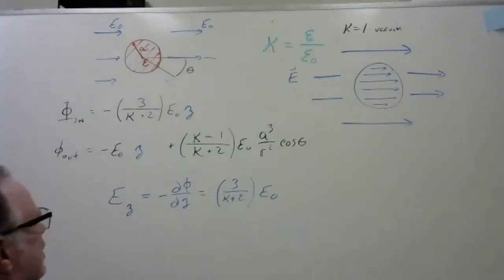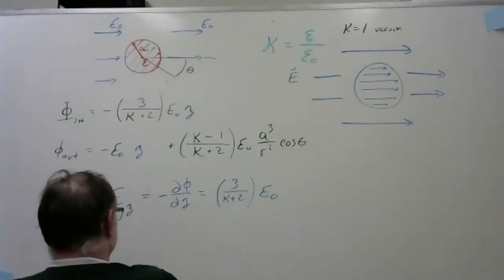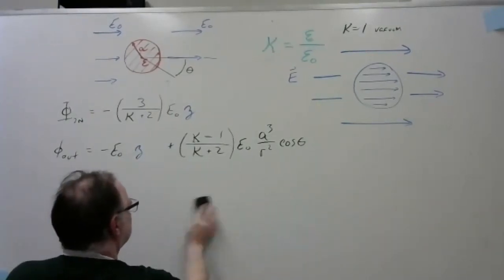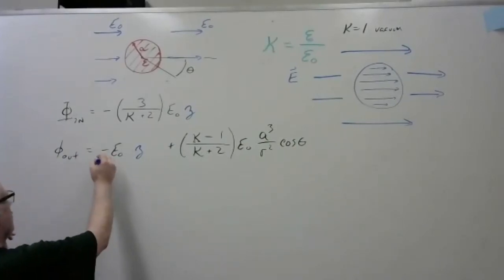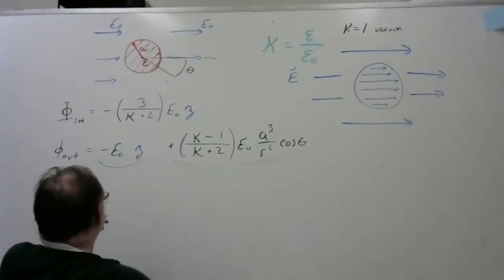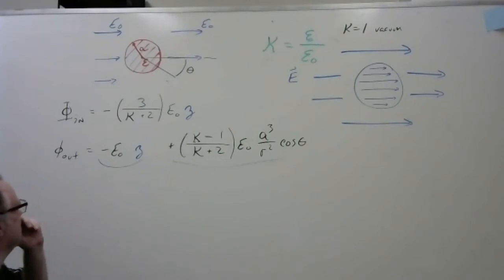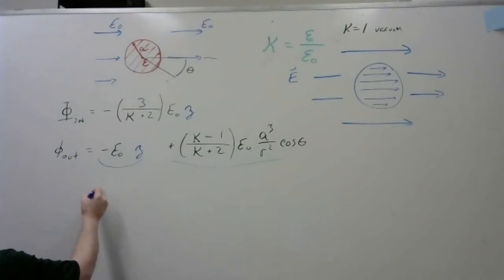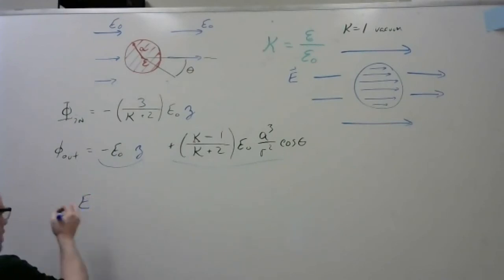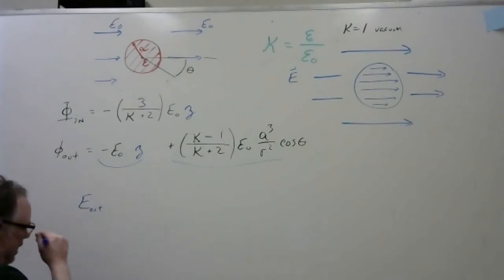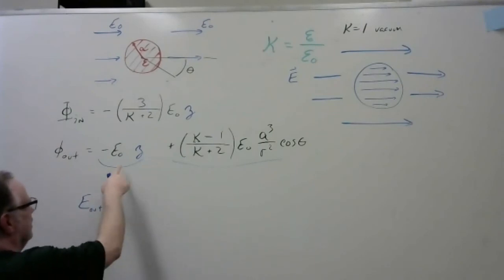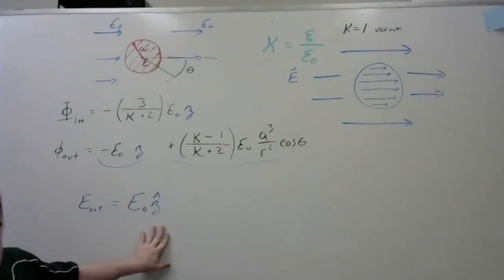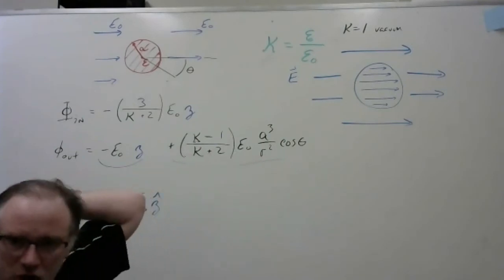So what do we got outside the sphere? Let's take a look outside the sphere. So that's what happened inside the sphere. Outside the sphere, we have this potential right here plus this stuff. Well, this is going to be the E naught z. So I'm just going to write this down. So the E out is going to be just E naught in the z direction, just our old electric field.